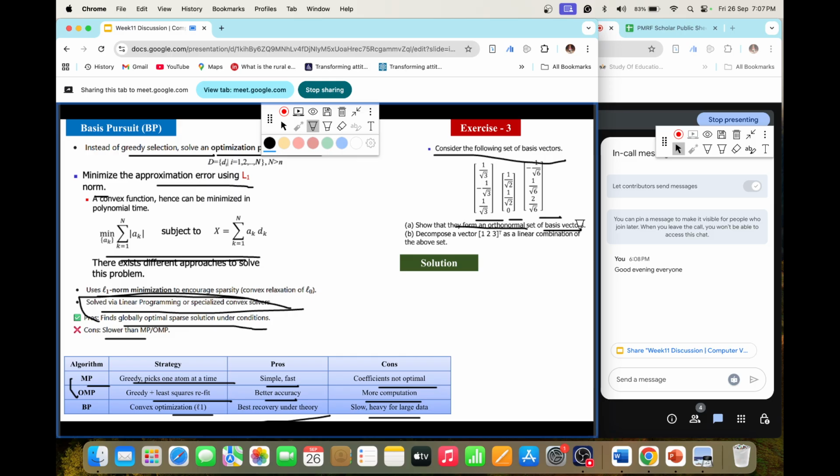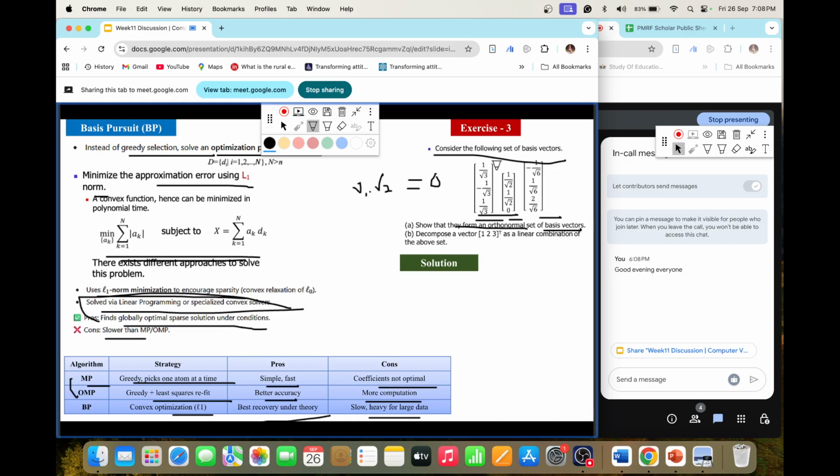Orthogonal means: how can you find whether two vectors like v1 and v2 are orthogonal? We just do the dot product. If the dot product comes out 0, then these vectors are orthogonal, or uncorrelated, to each other. So you can check this and this. 1 by root 3 into 1 by root 2 is 1 by root 6, minus 1 by root 3 into 1 by root 2 is minus 1 by root 6, plus 1 by root 3 into 0, that is 0. So 1 by root 6 minus 1 by root 6 plus 0 is 0. So you can easily say that these two are orthogonal.